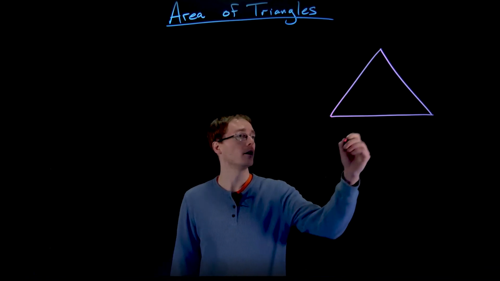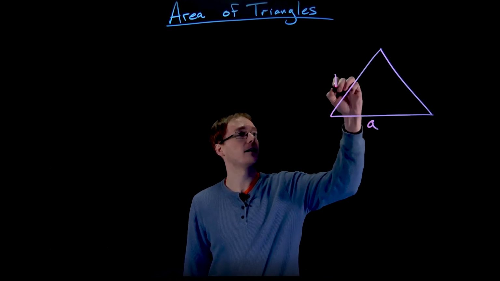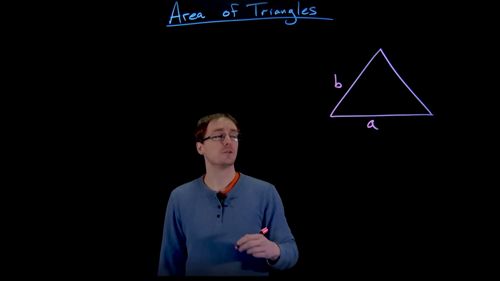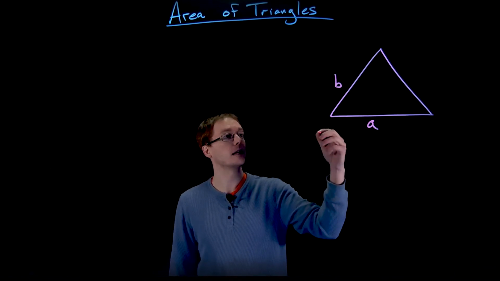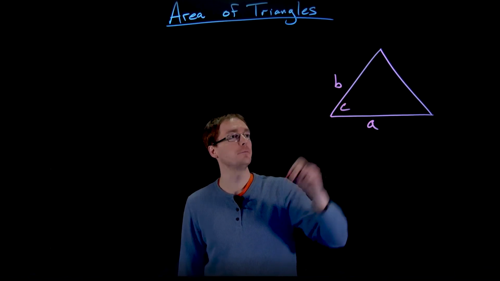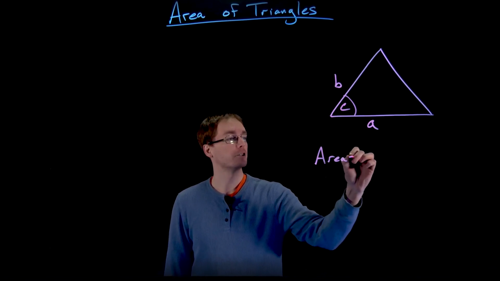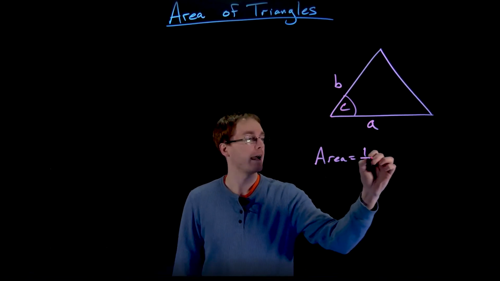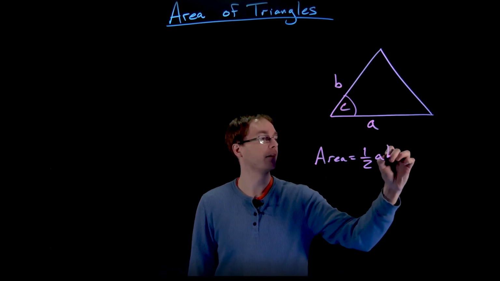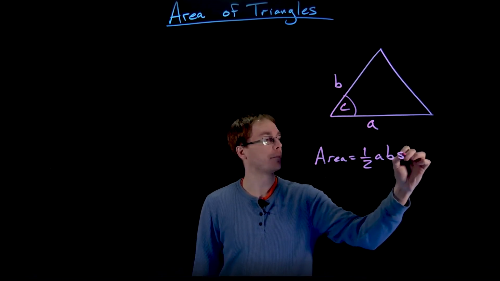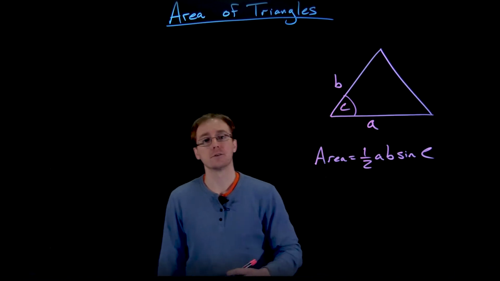So say we knew side length A and side length B, as well as the angle in between those, which using our standard labeling convention, we would call angle C. Then what we saw was that we could write the area of this non-right triangle as 1/2 the product of the side lengths A and B multiplied by sine of our angle C.